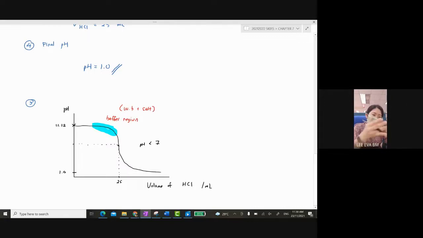If it's after the equivalence point, the solution only contains the salt and a strong acid. So it is not a buffer. So be clear which one is the buffer region. So this will be your titration curve between a weak species and a strong species. Okay, so any questions until this point for question number 3?